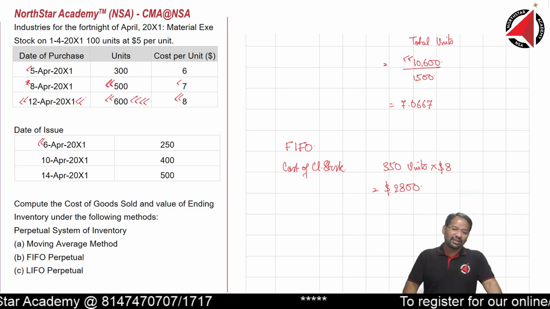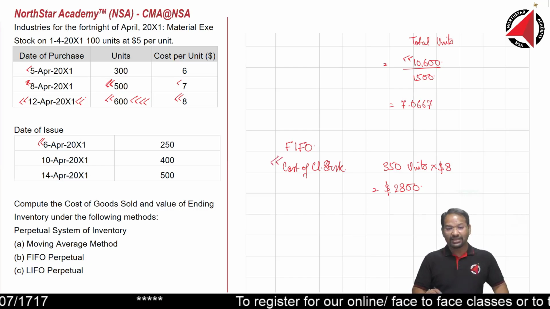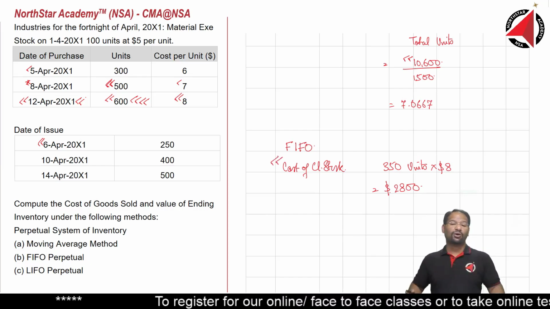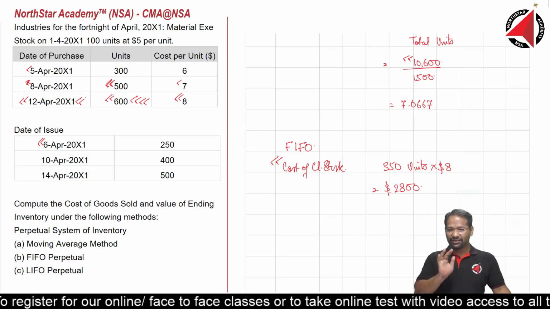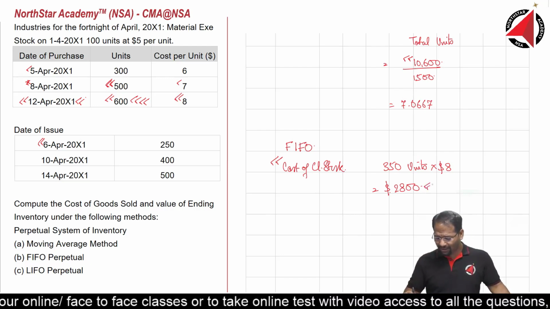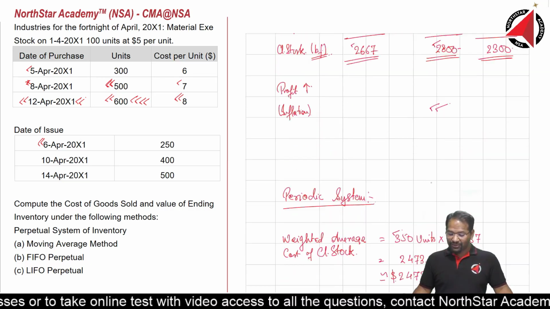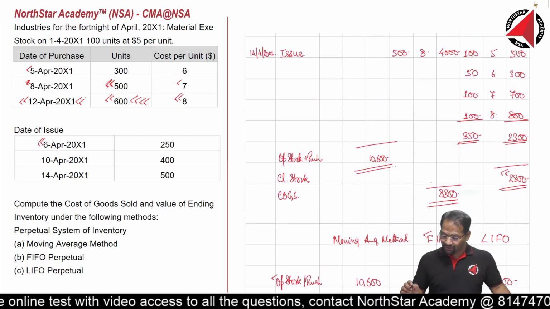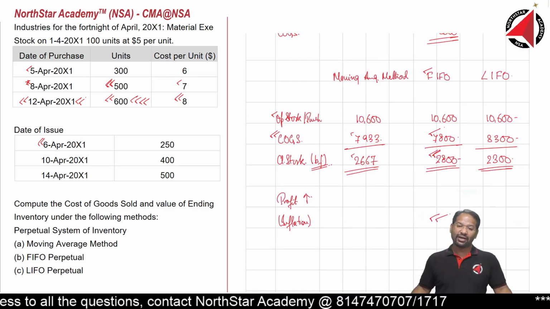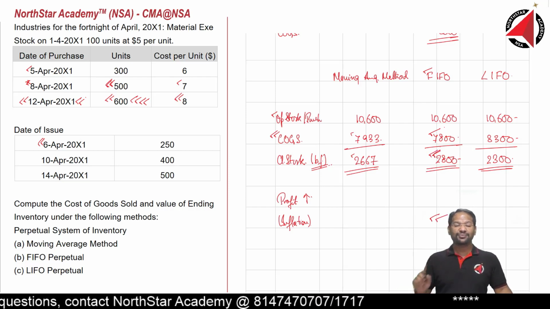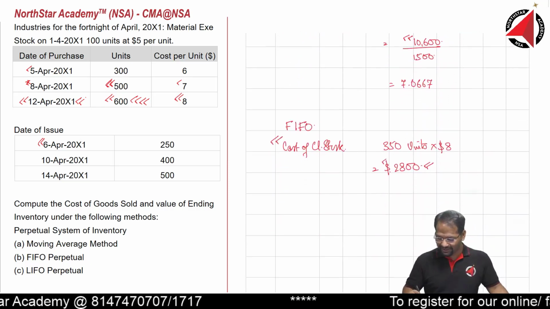Now, which one was the easier method, FIFO periodic or FIFO perpetual? FIFO periodic. We just got the answer in one line, but for FIFO perpetual, we spent a lot of time. So remember, FIFO periodic and FIFO perpetual will always give you the same value. Don't trust me? No problem. Let's go above and check how much the value of closing stock was under FIFO perpetual. We have written it here: 2,800 was the value of our closing stock under FIFO perpetual. So under FIFO periodic also we have got 2,800.